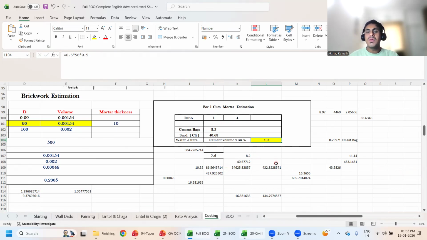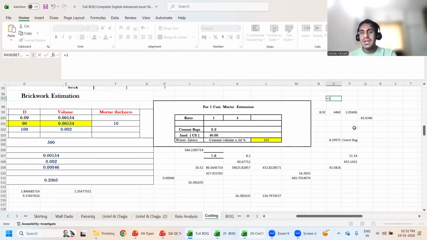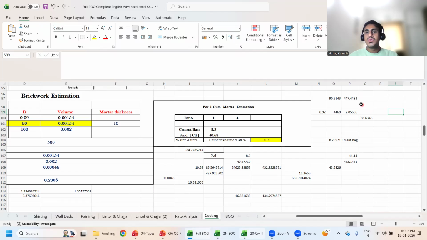Okay. Now, what is the total cubic meter I had? 11 cubic meter. Simple. So what I'll do, 11 multiplied by, this answer is for 1 cubic meter, multiply this by 8.2. So you require almost 90 bags of cement. Again, 40.68, you multiply this by 11, you get 447 CFT of sand is required. So in this way, you can do the material estimation.